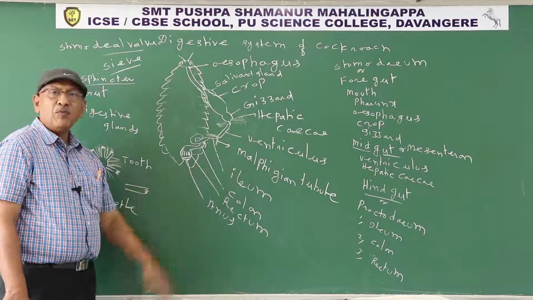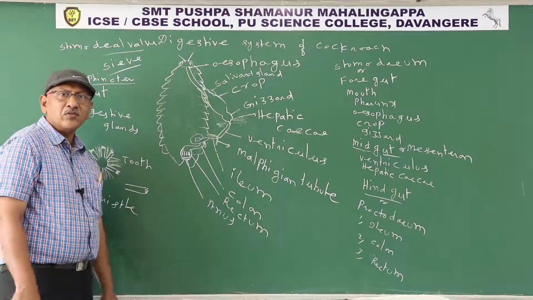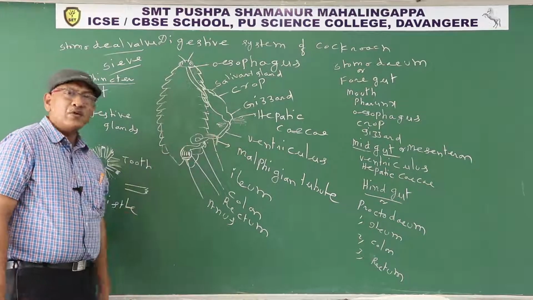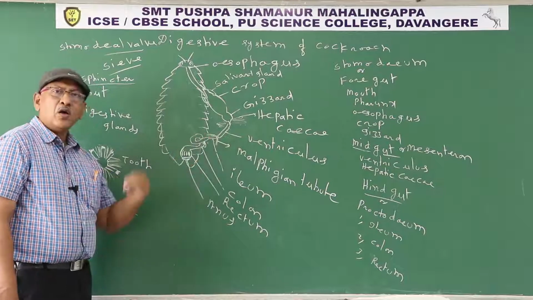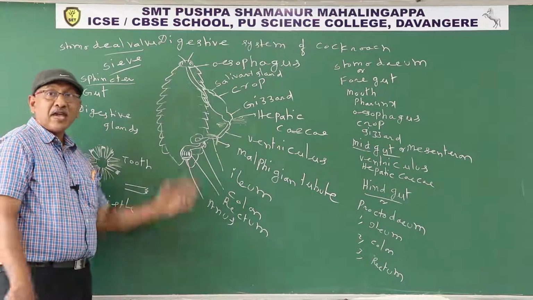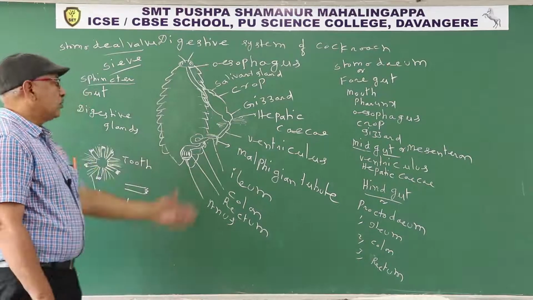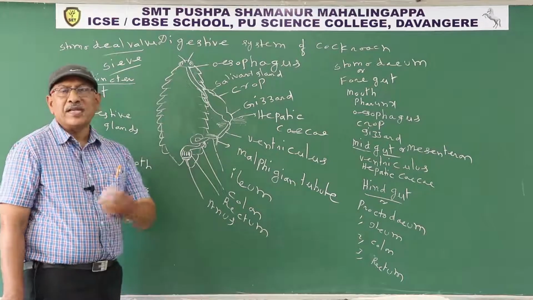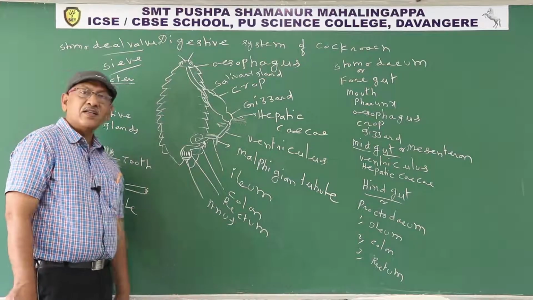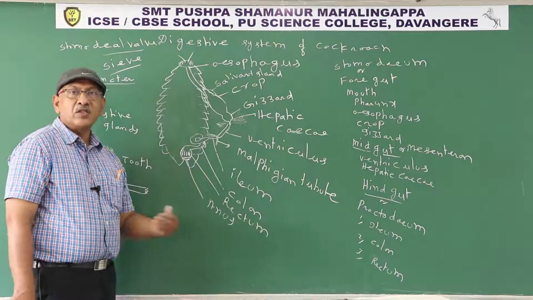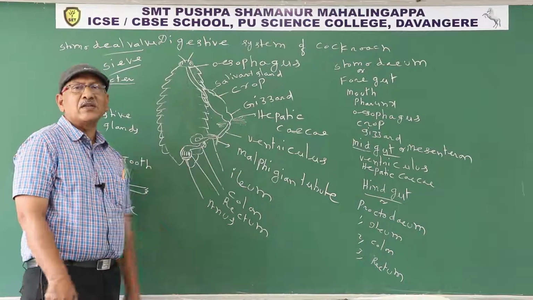From the hemocoel, Malpighian tubule collect the nitrogenous waste material, release the nitrogenous waste material into the lumen of ileum, cavity of ileum. Lumen means cavity. So, they are responsible for excretion. What is excretion? Elimination of nitrogenous waste material is known as excretion.